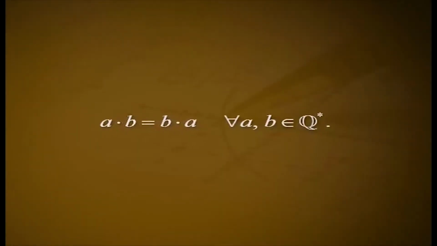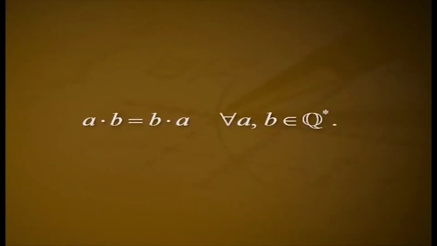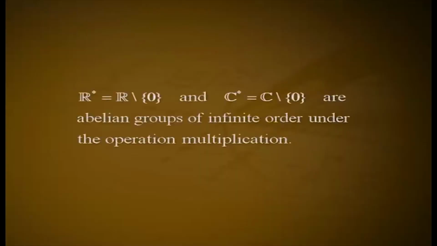G4. Commutativity. Q* is an abelian group as a·b = b·a for every a, b in Q*. Since the underlying set contains infinite number of elements, Q* is an infinite group. Hence, Q* is of infinite order. In a similar way, it can be seen that R* = R minus {0} and C* = C minus {0} are abelian groups of infinite order under the operation multiplication.